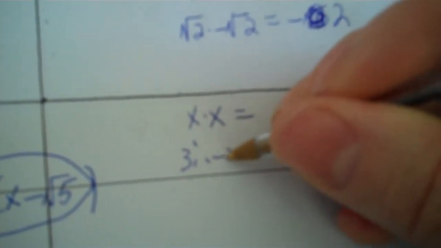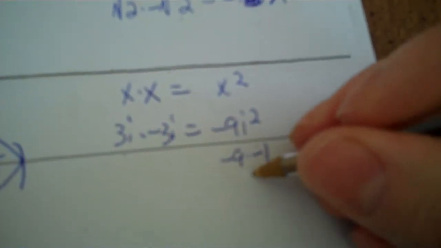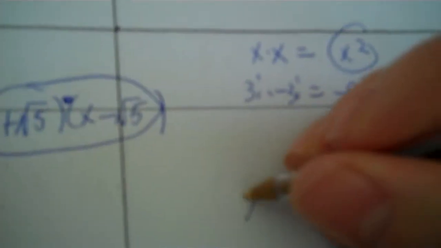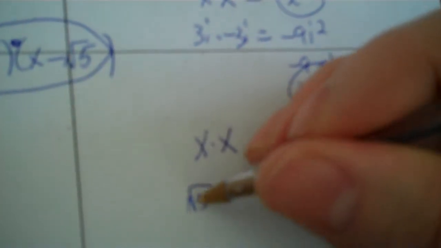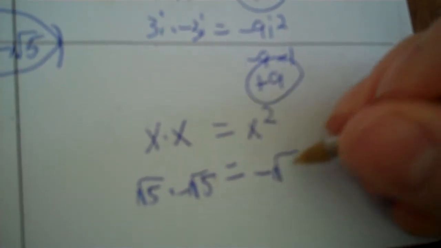Okay, so we need to find these products here. So x times x, and then 3i times negative 3i. So it's x squared, and that'd be negative 9i to the second, but then it's negative 9 times negative 1, and that's positive 9. So x squared plus 9. Square root of 5 times negative square root of 5. Positive times a negative is a negative. Square root of 25, so square root of 25 is 5. That's a negative 5, so it's x squared minus 5. There we have it.